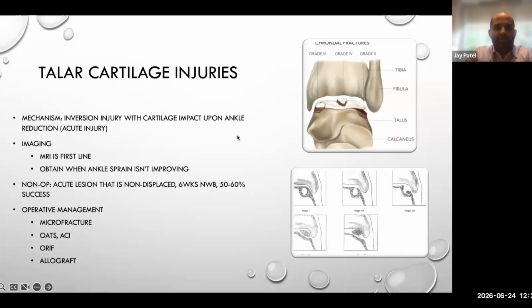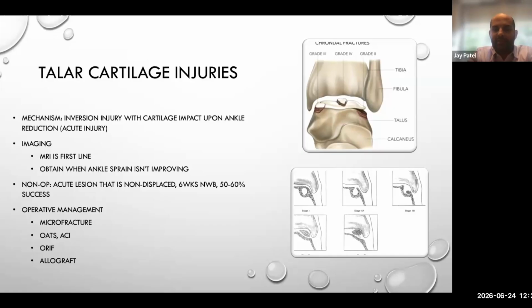The mechanism is usually similar, but basically when the ankle is relocating back into the mortise, you get an impact on the cartilage, resulting in these flaps. MRI, always get MRIs on these patients. You need to make sure that they don't have any loose fragments and make sure that there are not any large lesions that need surgical management.